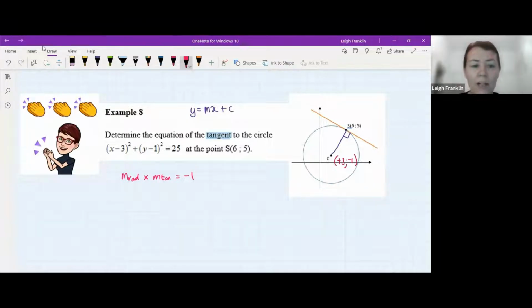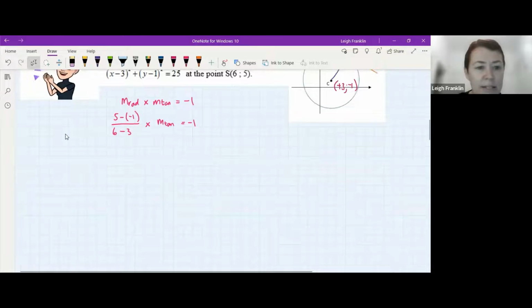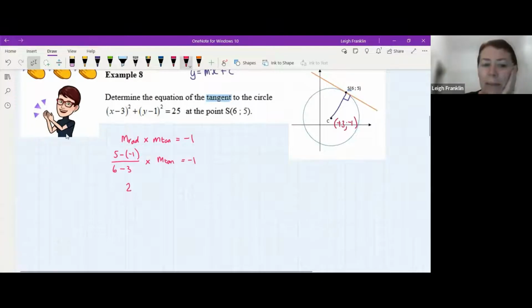Gradient formula. So that is going to be change in y, 5 minus -1, over change in x, which is 6 minus 3. And when I multiply that value by the gradient of the tangent, I'm going to get -1. Now here on the left-hand side, I've got 5 plus 1, which gives me 6, and 6 divided by 3 will leave me with 2. Is everybody happy with that? If I go back and look at my picture, my answer seems reasonable because line CS slopes up to the right-hand side. It has a positive gradient. So I'm feeling pretty good about what I've done here.